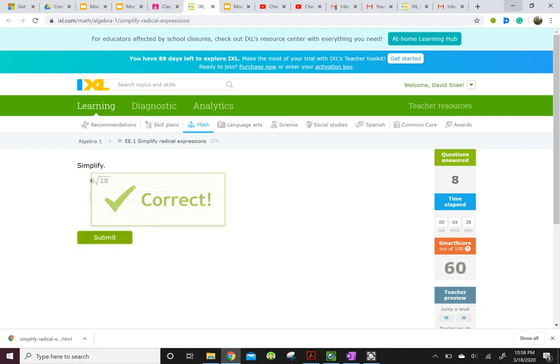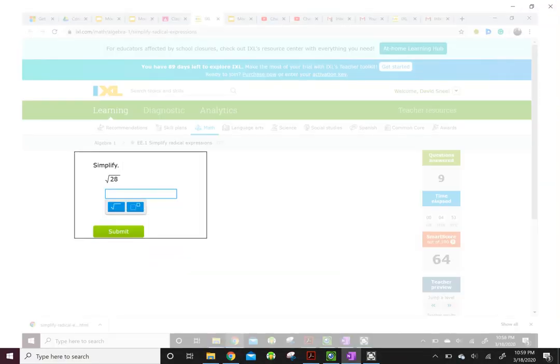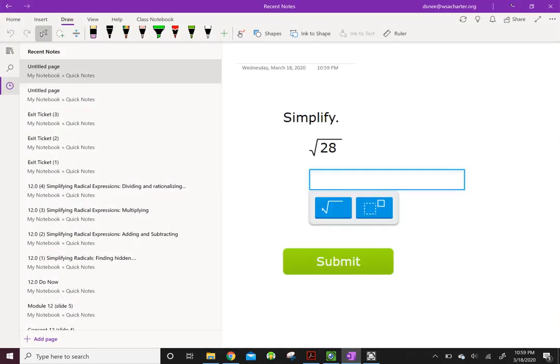Alright, let's see what we got. Up to a 60. 6 root 18. Square root of 18 is divisible by the perfect square 9. 9 times 2. So 6 times 3 is 18 root 2. 18 root 2. And if you need to use your calculator to do this stuff, you should be doing it. And you should probably be doing some work on some scratch paper. Kind of like this right here, right?